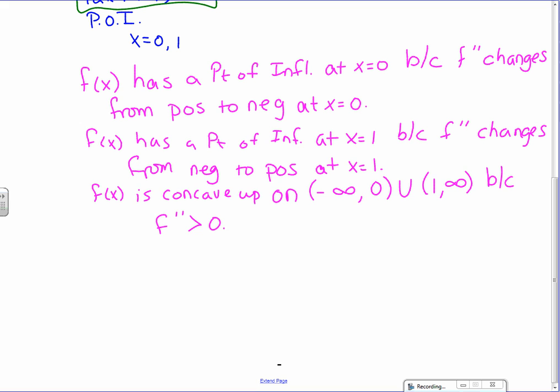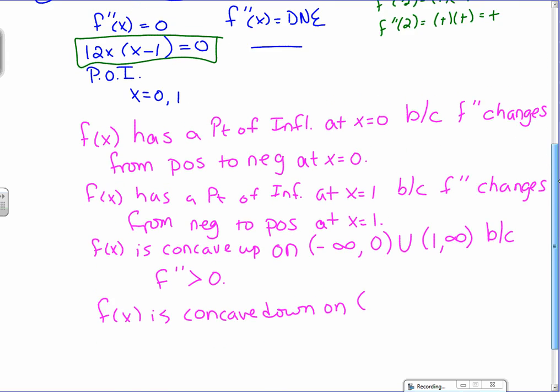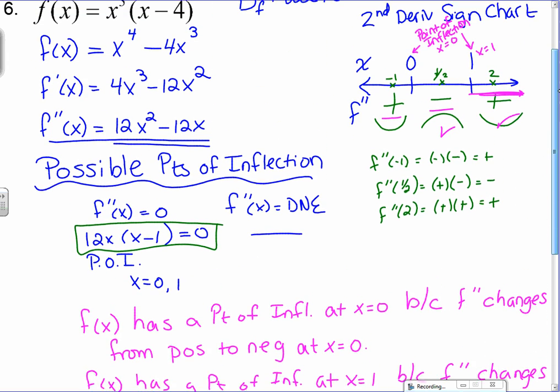And then you could repeat: f of x is concave down on the interval that is in the middle, from 0 to 2. Ooh, did I do something wrong? I had 24 on my other.